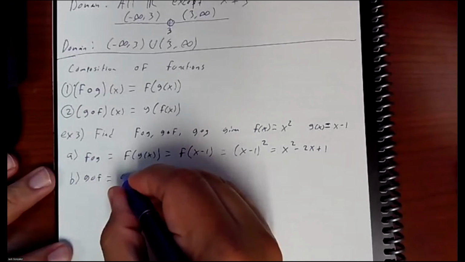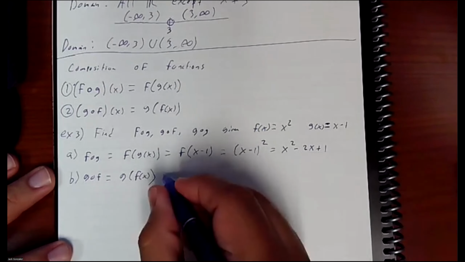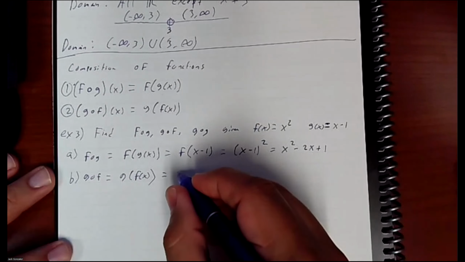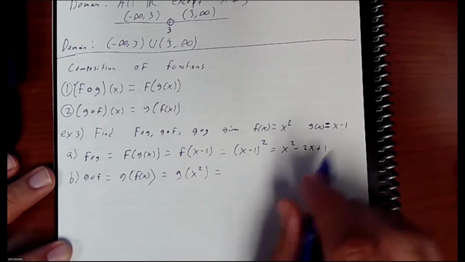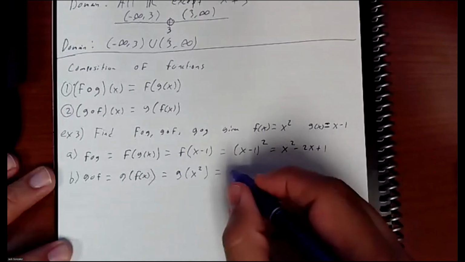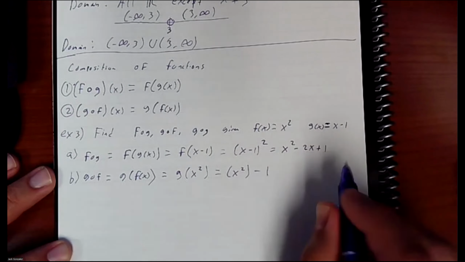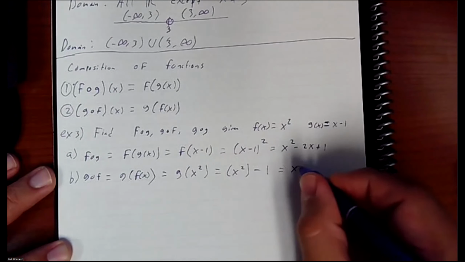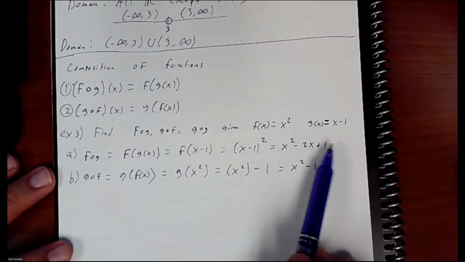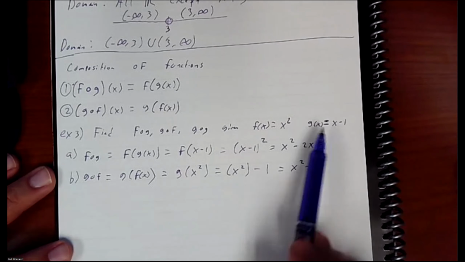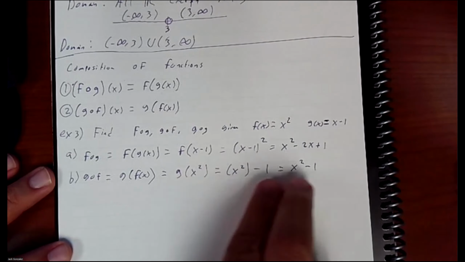Okay. g of f. That means you're plugging in x squared, which is the f, into this g function. So this becomes x squared minus 1, right? I put these parentheses so you can see that it's going in here. These parentheses did nothing. It was for emphasis. So there we go.